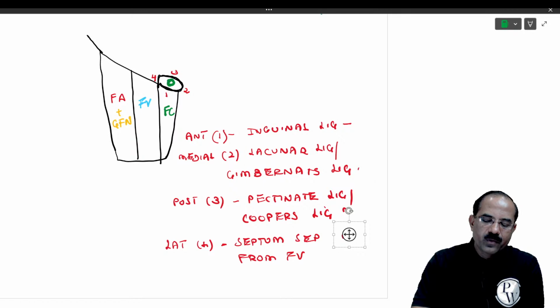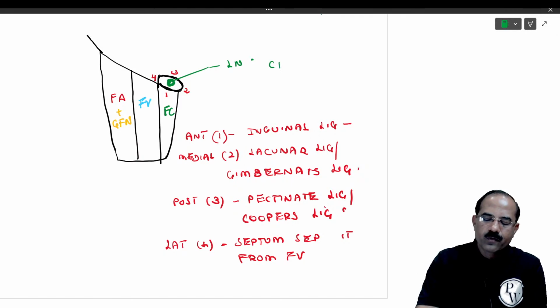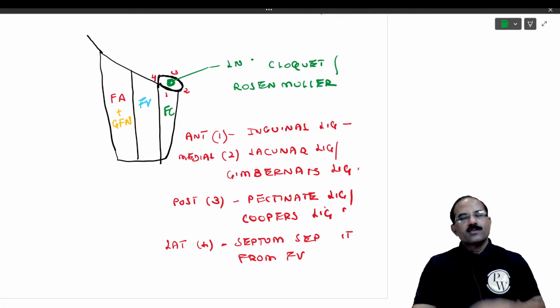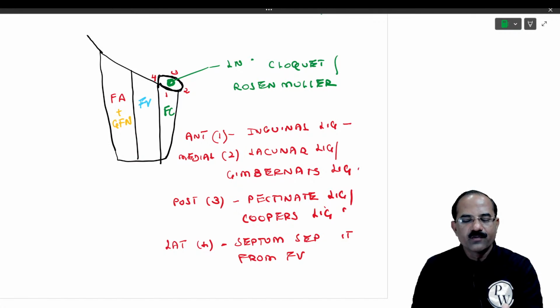Now this femoral ring is closed by a lymph node. यहाँ पे एक lymph node होगा. This femoral ring is closed by a lymph node, and this is what we call as the lymph node of Lockett, lymph node of Lockett or Rosenmuller. Okay, so the femoral ring is closed by a lymph node, and इसे हम बोलेंगे lymph node of Lockett.